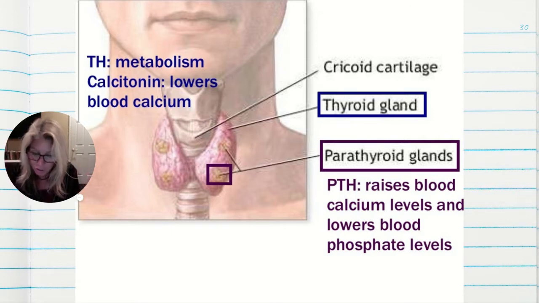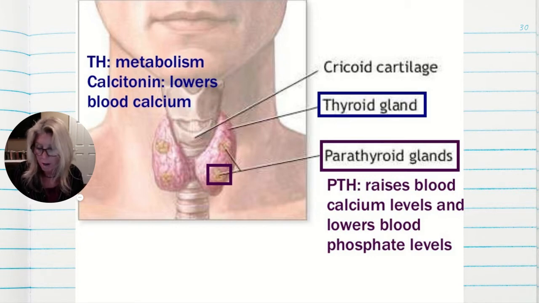So on your notes, you have number 1, hormones, thyroid hormone, multiple targets. It regulates metabolism. Now, in order to build thyroid hormone, it requires iodine. Put a pin in that. I'm going to come back to that later. Calcitonin, you have that one. It lowers blood calcium levels.